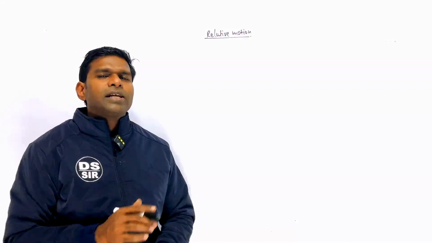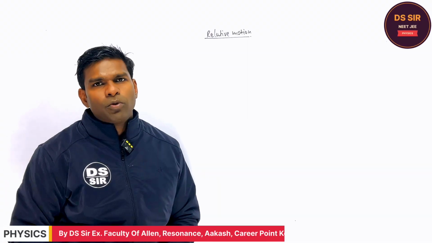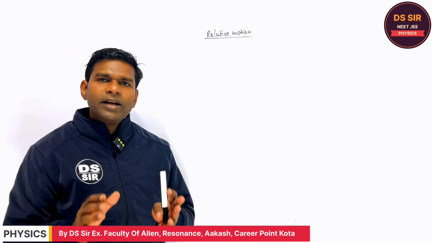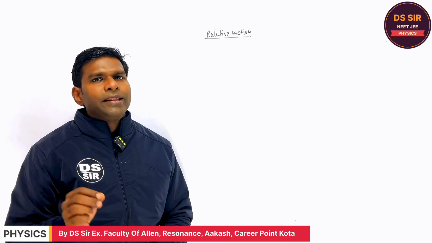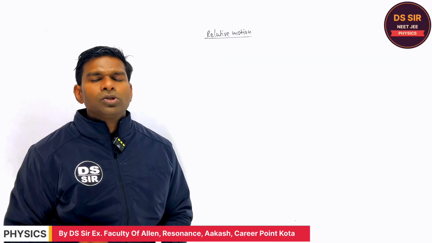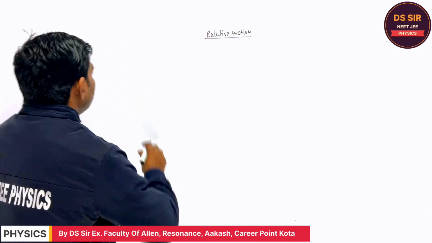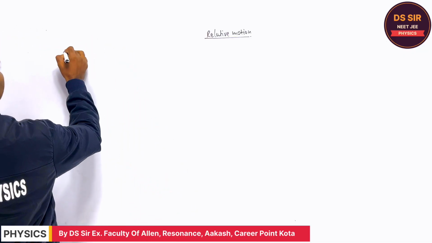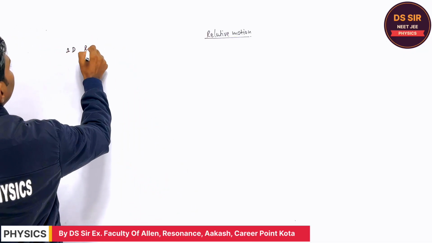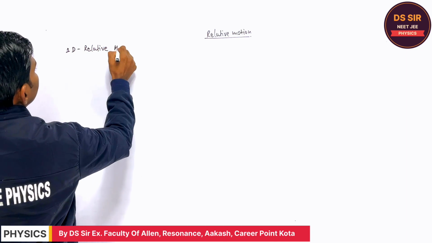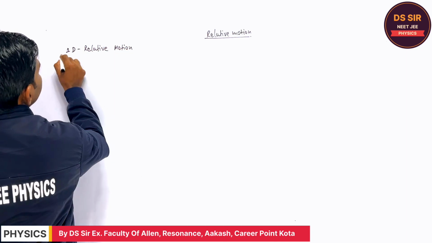So in today's lecture, we are going to start the relative motion. Relative motion can be divided in two parts: the relative motion in one dimension and the relative motion in two dimension. First we will discuss the relative motion in one dimension. So, 1D relative motion. You may write the heading 1D relative motion, or the relative motion in straight line only.